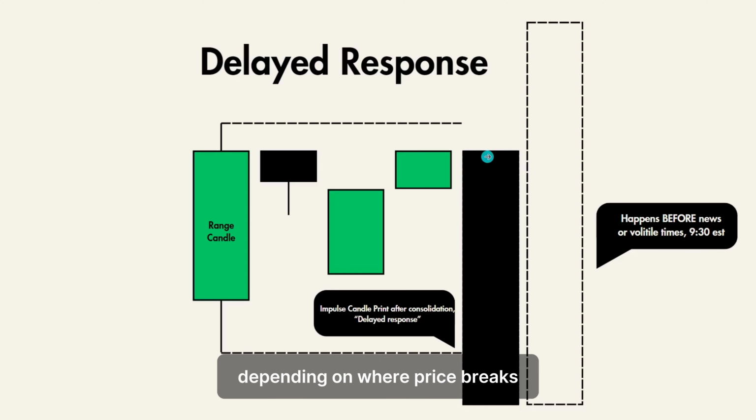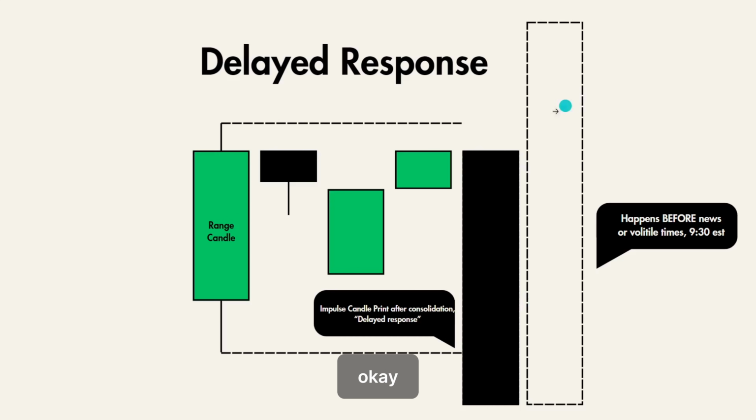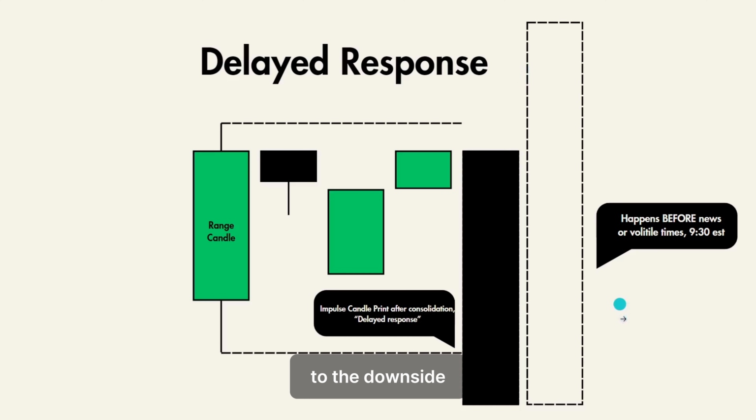where price breaks. If price breaks a low, okay, the candle range low, you would then look and see the next candle actually end up being a bullish candle, okay? And vice versa, if this candle broke above the high, we then expect the next candle to be a bearish candle to the downside.